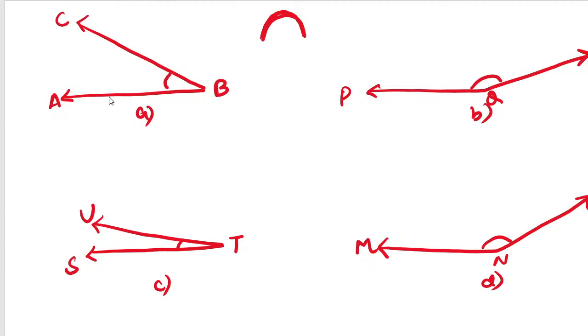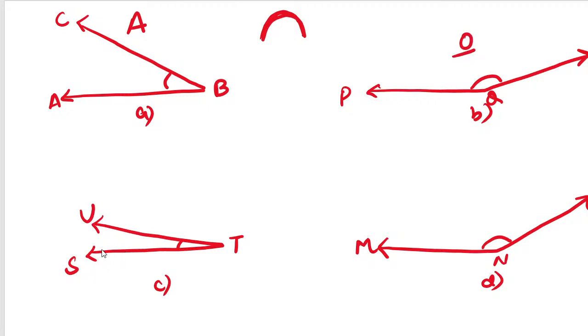Okay, so this angle is around 40 to 50 degrees if you see the outer scale of your protractor. So this is less than 90 degrees, so it is an acute angle. And this one is around 170 or 160. So this one is more than 90 degrees, so this is an obtuse angle.